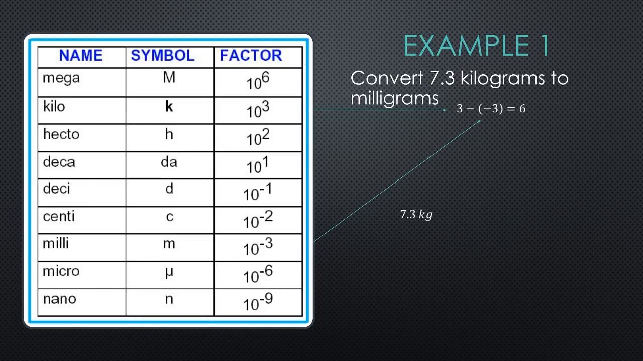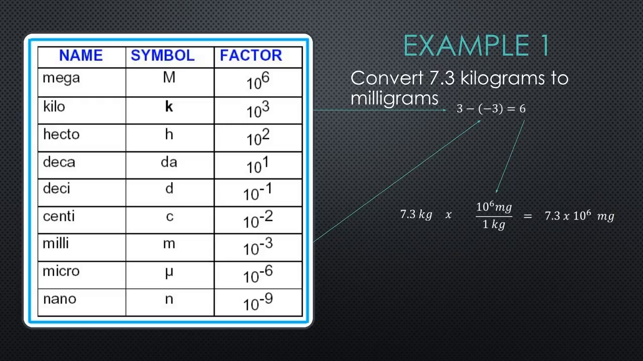And that's going to be my conversion factor. So I'm going to set this up. I'm going to multiply it by a fraction. And the fraction is going to get lined up so that the kilograms are going to cancel out. So kilograms are going to multiply by kilograms. They're going to go away. And I'm going to be left with milligrams. In this case, I'm going to have 7.3 times 10 to the 6 milligrams.